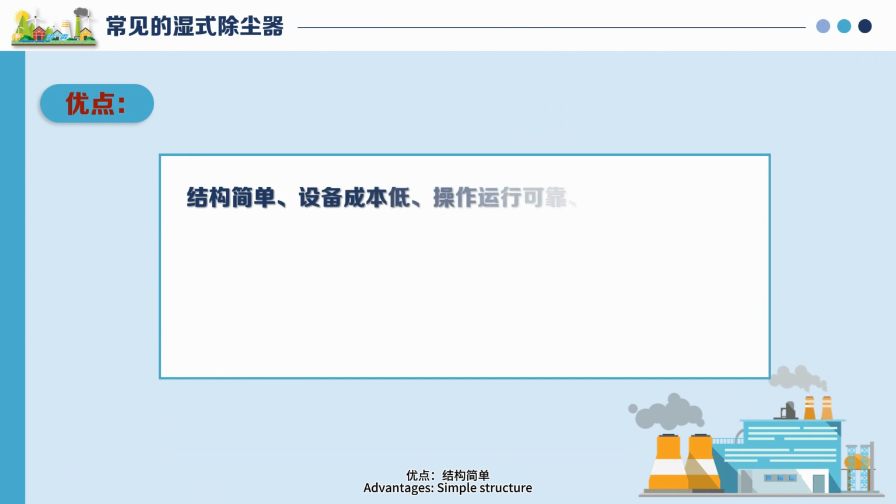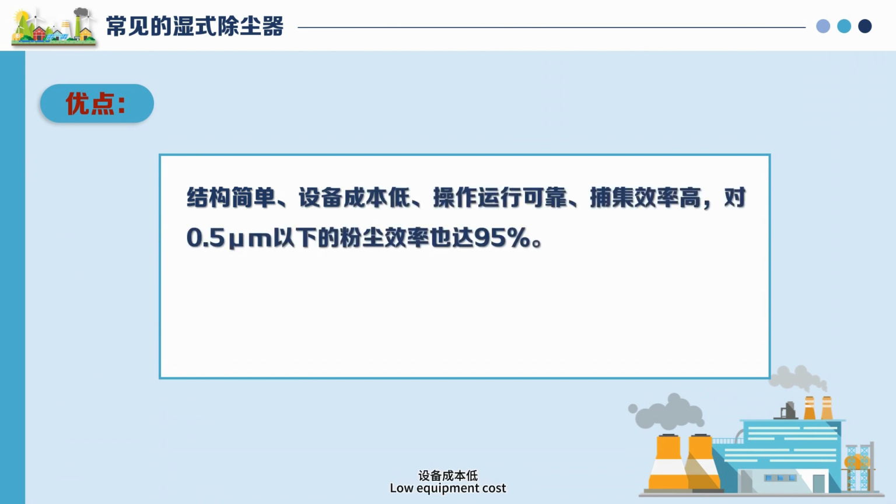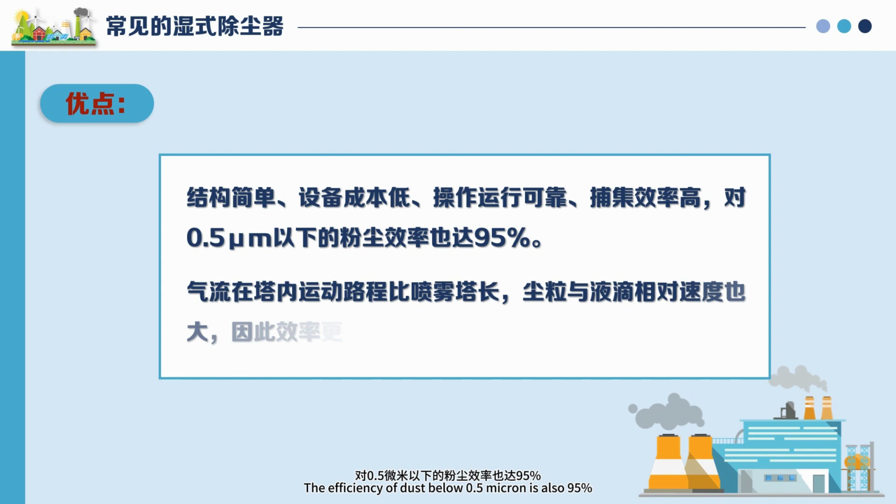Advantages: simple structure, low equipment cost, reliable operation, high capture efficiency. The efficiency for dust below 0.5 micron is also 95%. The moving distance of the airflow in the tower is longer than in a spray tower. The relative velocity of dust particles and droplets is also large, so the efficiency is high.